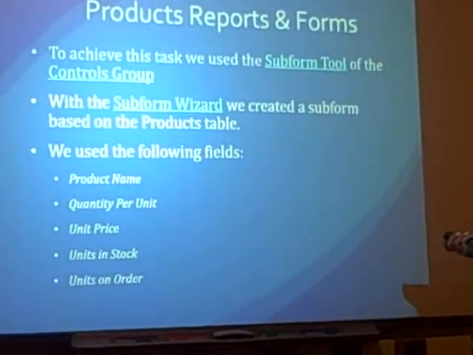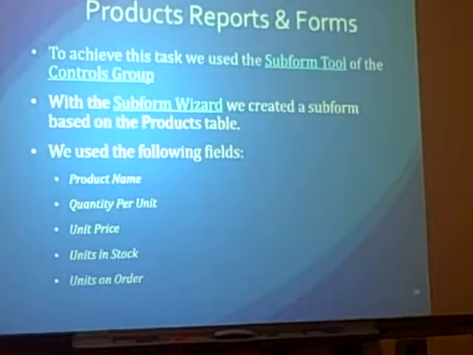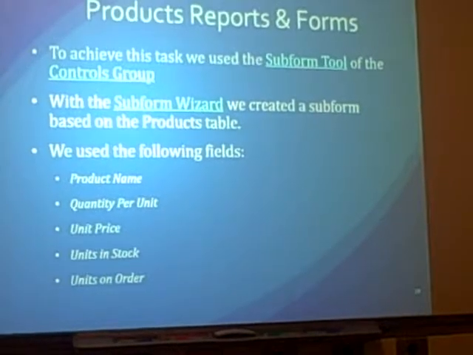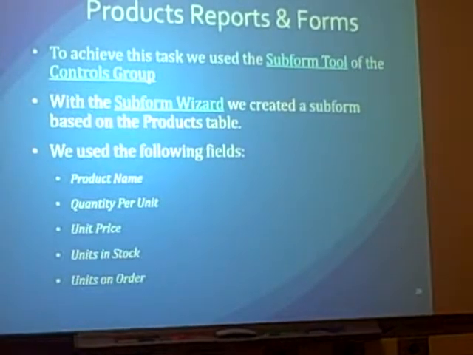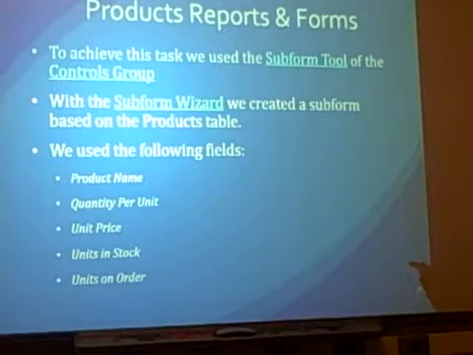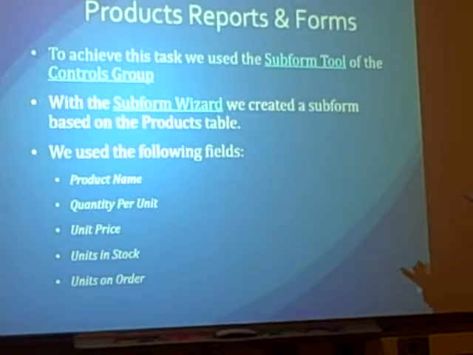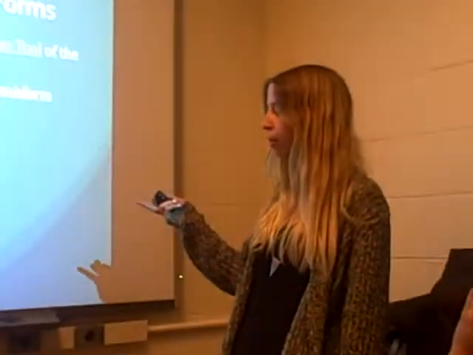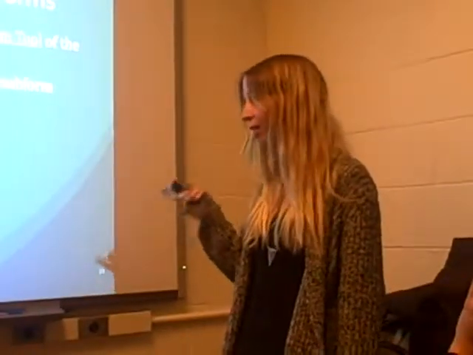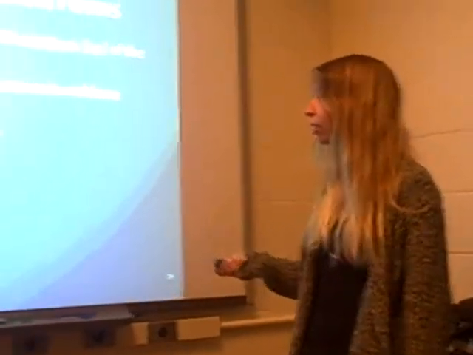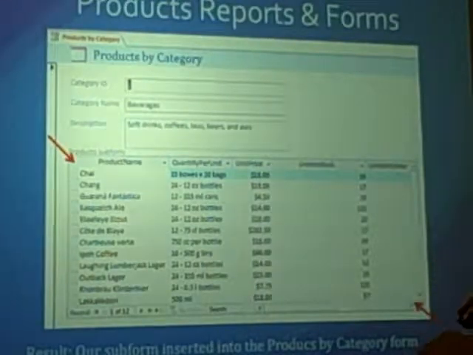To achieve this task, we used the subform tool of the controls group, and with the subform wizard, we created a subform based on the products table. From that table, we used the following fields: product name, quantity per unit, unit price, units in stock, and units on order. As you see here, this is the result, the subform inserted into the products by category form.